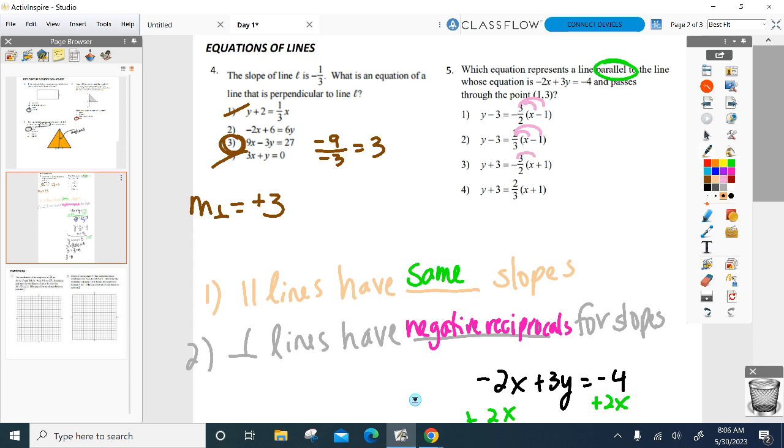All right, got to distribute first. Don't move over the 3 until the very last step. Distribute. And then figure out which one's going to be 7/3. If you want to find the y-intercept, make sure you plug it into y equals mx plus b. Solve for b.